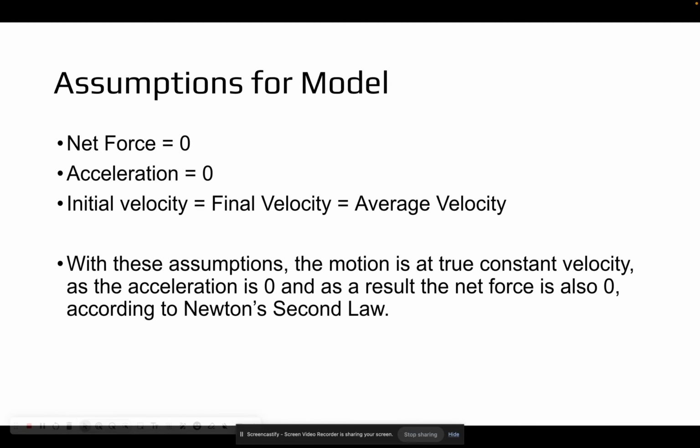Some assumptions for this model are that net force is equal to zero, acceleration is equal to zero, and the initial velocity is equal to the final velocity, which is equal to the average velocity. With these assumptions, the motion is at true constant velocity, as the acceleration is zero, and as a result, the net force is also equal to zero, according to Newton's second law.